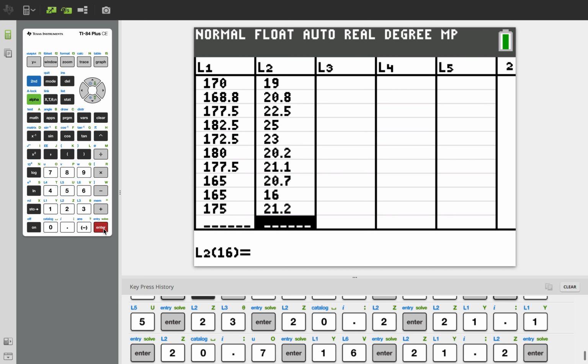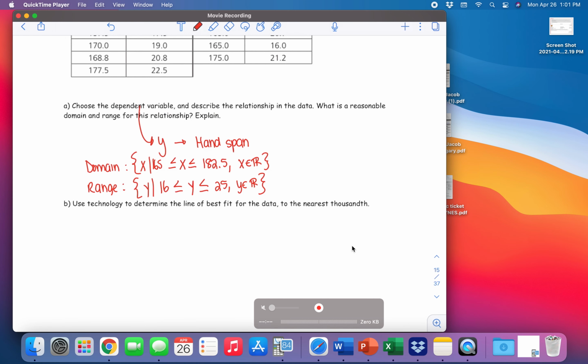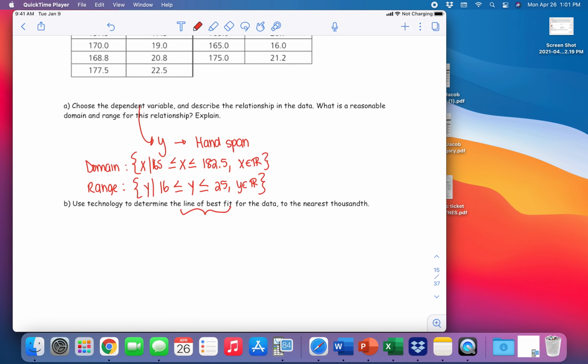Okay, so once you've gotten to the end and you've entered all your data values, now we're going to find the equation. This is called a line of best fit. For question B, it says, what's the line of best fit? A line of best fit always refers to a linear equation. So if I go to my notes, when it says line of best fit, it's a linear equation.